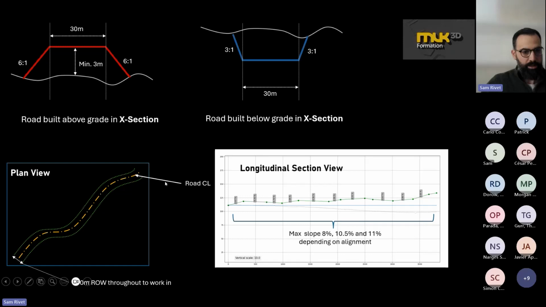Okay, here we see a mock-up plan view of the road. This orange dashed line here, this would be the center line. So I want to establish a realistic engineering condition here, which would be you have a limited amount of space to work in.